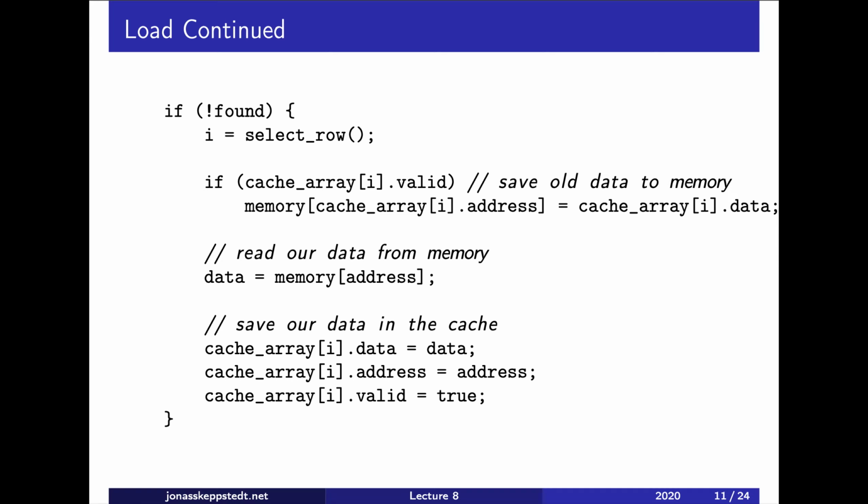We can see that we really would only need to copy it back if it's not the same as what is already in memory. So if we would extend this cache to keep track of whether we have modified the data in the cache, then we could skip copying it back to memory if it was not modified. But in this cache, we don't do that. We just copy it back, and we want to have it as simple as possible for now.